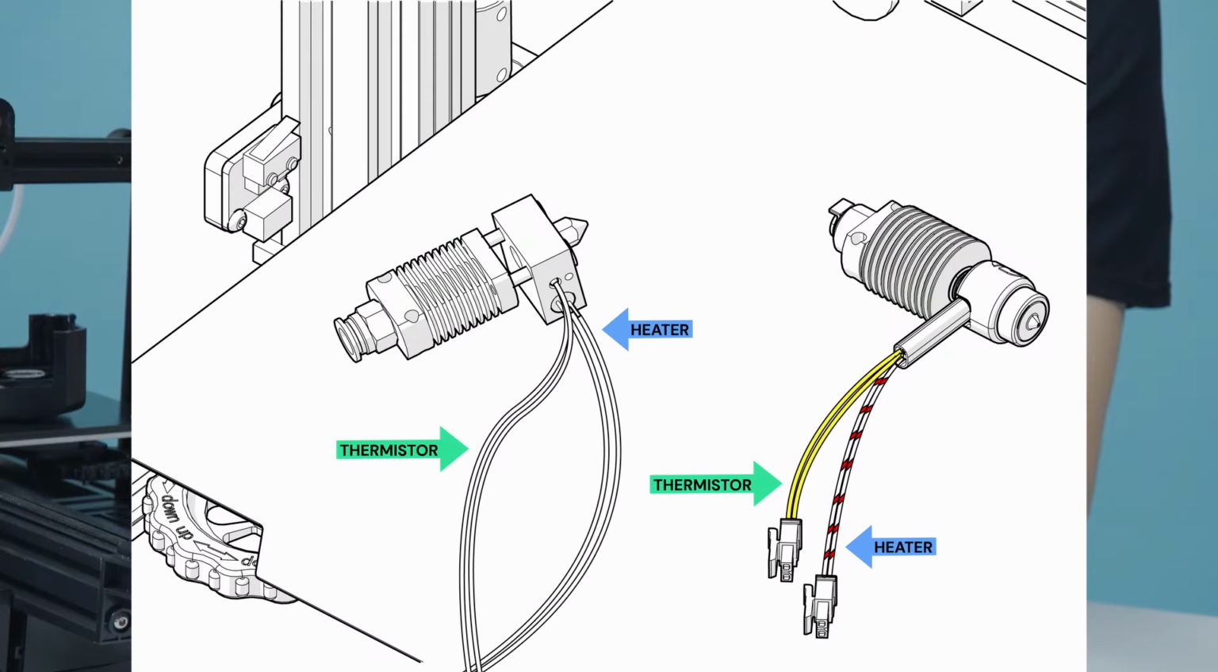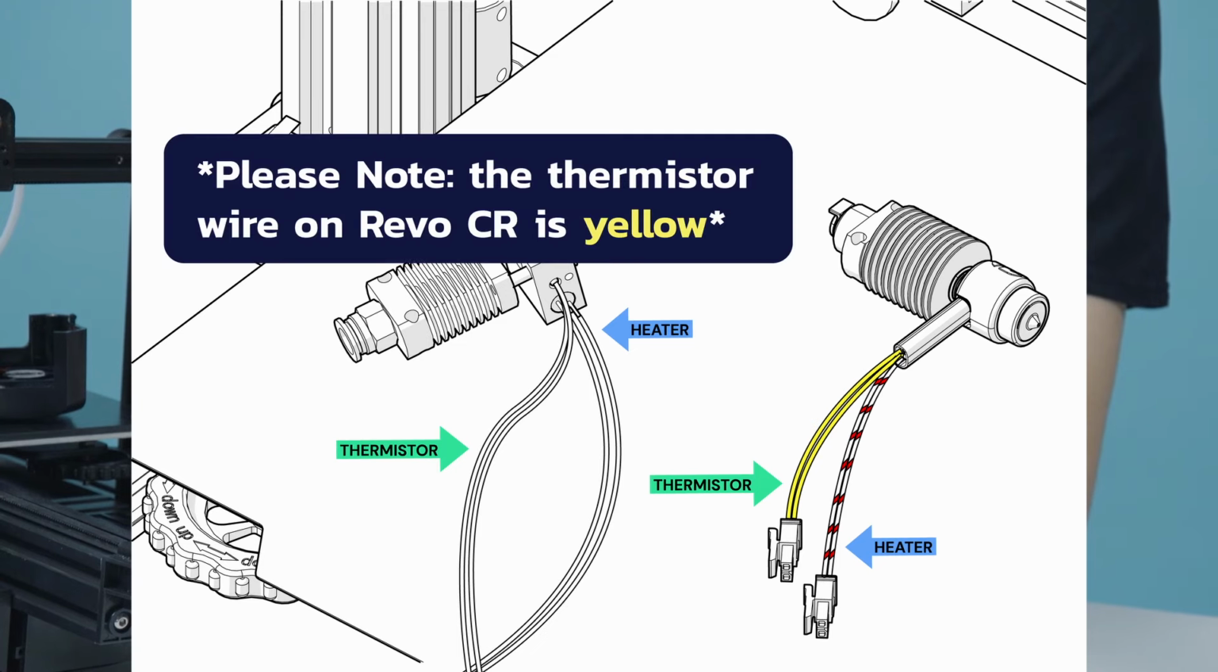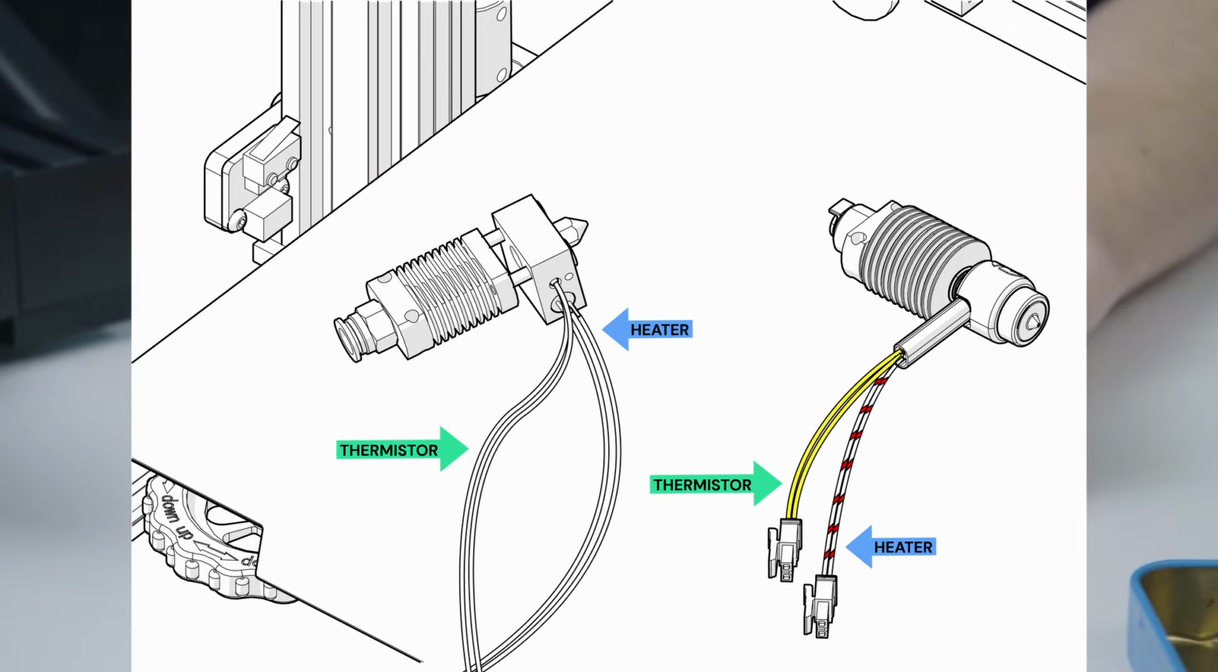Now identify the thermistor wires on both hot ends. The thermistor wire on your Revo hot end has white cables and is the shorter of the two cables. The thermistor wire on your old hot end can be identified by finding the smaller of the two cartridges. The color of the wire may vary.